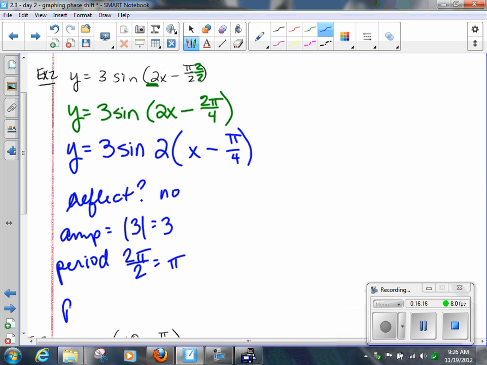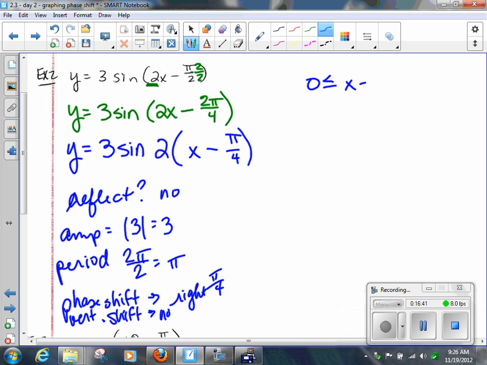Period. Phase shift: moving to the right pi over 4. And then vertical shift. Does this have a vertical shift? No. So that means my oscillation line is the x-axis, right on. All right, when we figure this out, I forgot interval. What's 1/4 of pi? Pi over 4. All right, so that's going to give me x minus pi over 4.